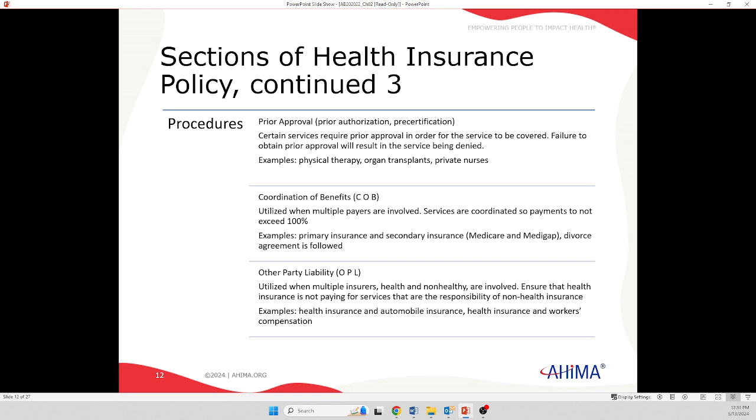OPL, other party liability, is when somebody else is responsible for that bill. This would be a case of an automobile. Maybe you were in a car wreck, so the car insurance is going to pay the bill rather than your own health insurance paying the bill.